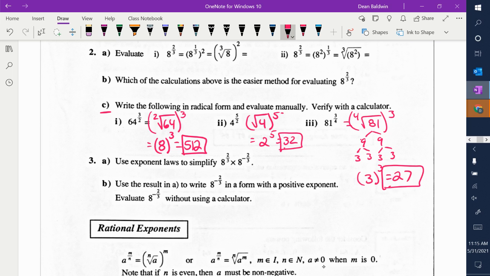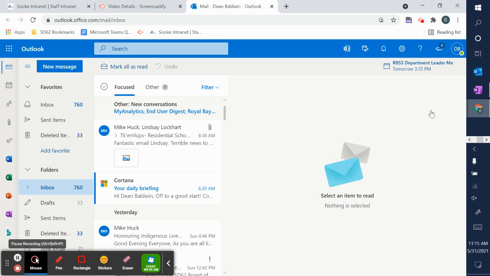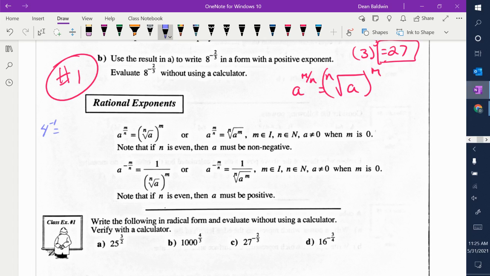Just remember, if you're doing a to the m over n, that is the nth root of a to the power of m. The denominator of the fraction tells you your index number. I only want you to do number 1, please. All right, peoples. Last thing. It'll be short.